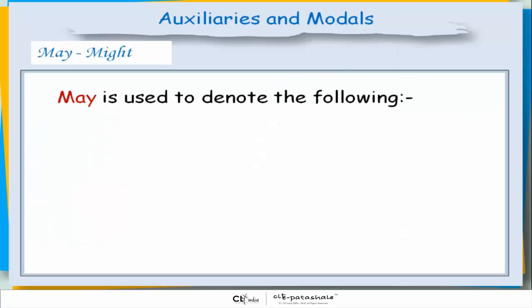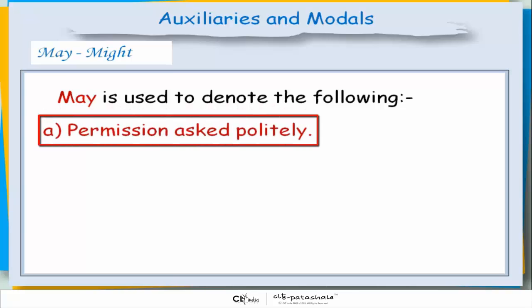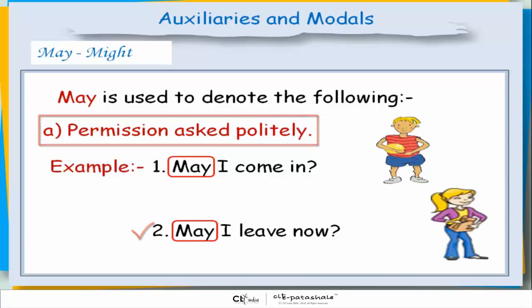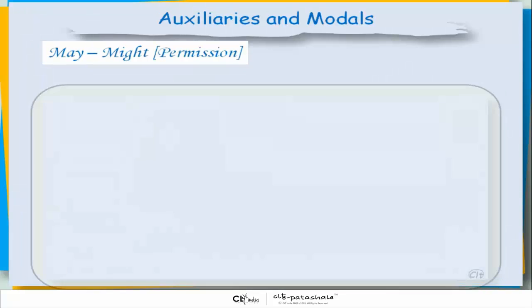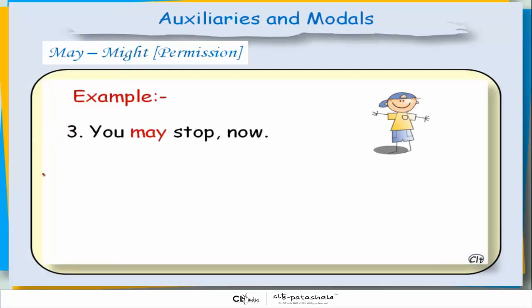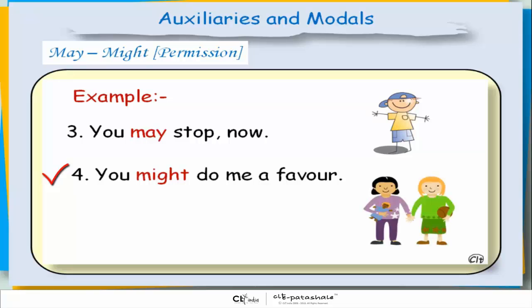The next examples of may are seen now. May and might. May is used to denote the following: permission asked politely. For example, may I come in? May I leave now? You may stop now. You might do me a favor. Might is the past tense of may.